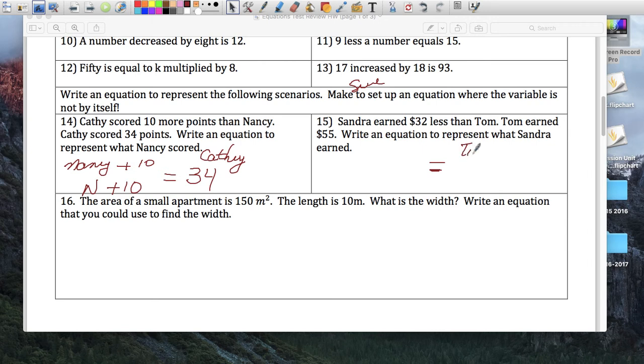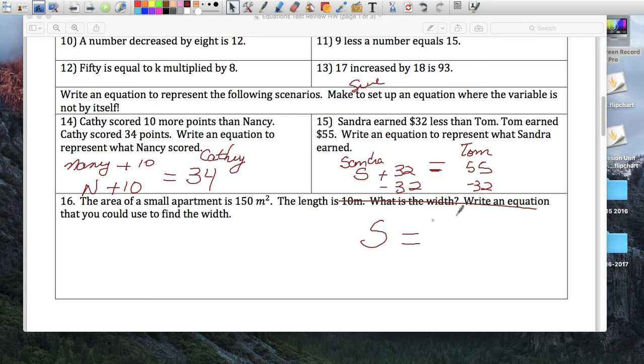So let's write Tom over here. It represents $55. Is there anything that equals 55? Well, whatever Sandra earned, which is very little, much less than Tom, represented by S, plus 32 will give you Tom. So if you actually solve this, let's solve it just so that we can see if it works. Minus 32 here, minus 32 here. If you subtract, these 32 become 0. You're left with S.